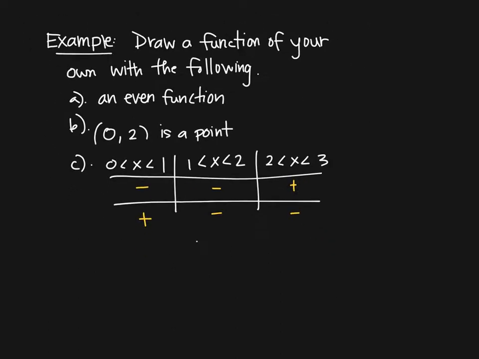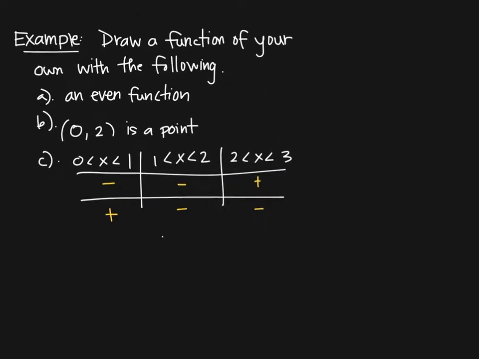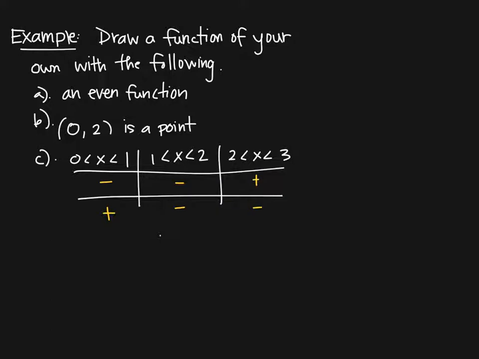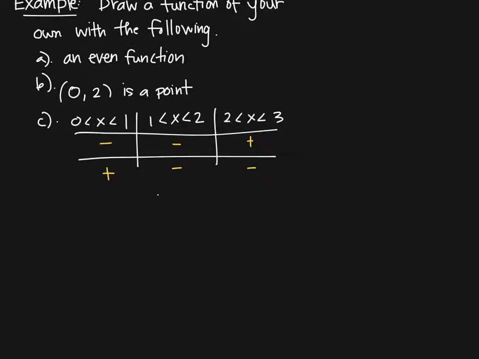All right, so these are kind of fun. You have to draw your own. All of that should be true. Well, if we're going to create a graph, we know that 0, 2 is a point. So let's for sure get that on there. So 0, 2.